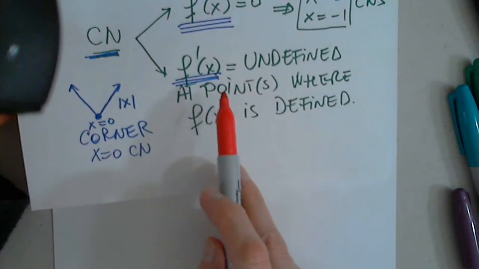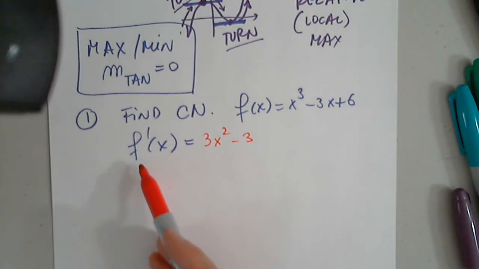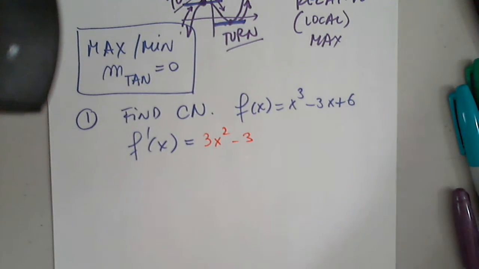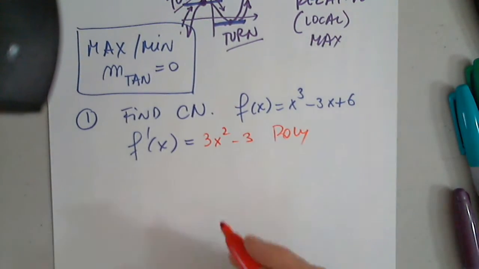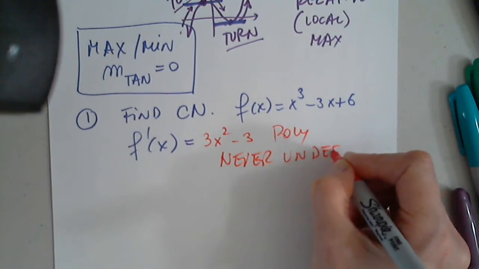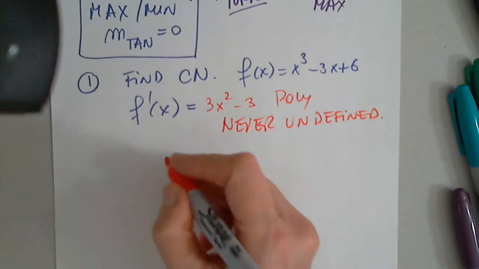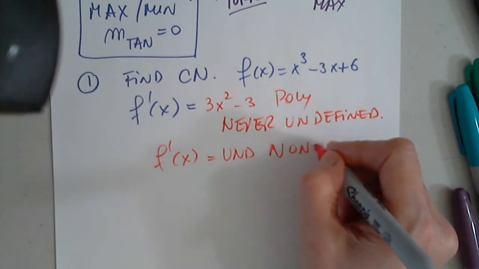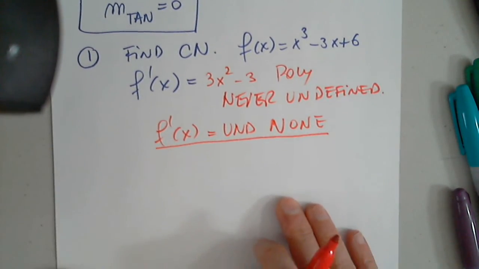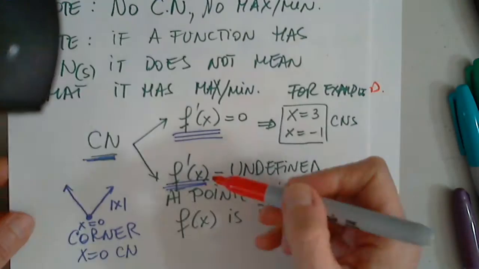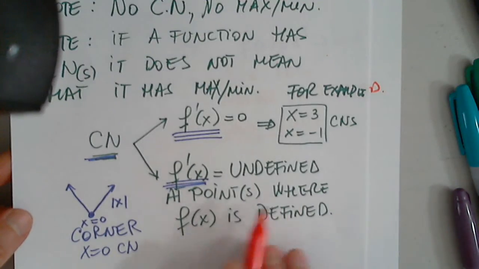Okay, now I asked myself, and I have to, let's start with the second option. Can f prime be undefined? No, it's a polynomial function. It's quadratic, never undefined. So f prime equals undefined, none, no critical number. Okay, so can f prime, however, be 0? I tested this, none, no x values.